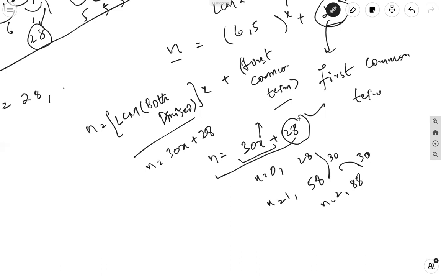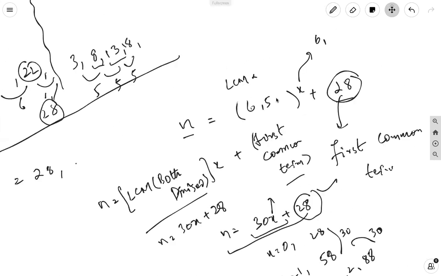Got it? I have a question. Can we make the equation and then plug in the values to satisfy both sides? The point is, yes, you can do that, but it is not that easy. Okay, listen.